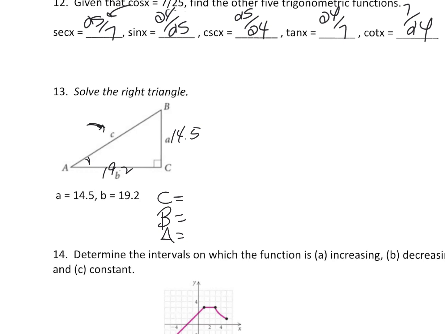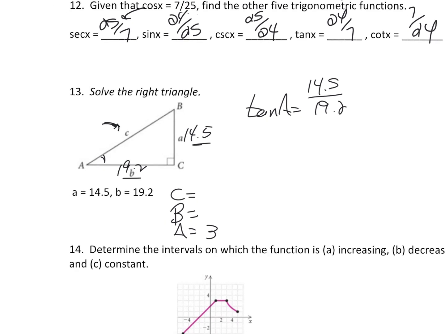And look what I have. I have the opposite and the adjacent. That's tangent. So I'm going tangent of A is opposite over adjacent. Now, when you're looking for an angle, it says tangent A. It doesn't say tangent of whatever, just tangent of A. You do inverse tangent. On your calculator, that's second tangent. So I'm going to do second tangent, 14.5 divided by 19.2, hit enter. I'm getting basically 37 degrees. So my A is 37 degrees.